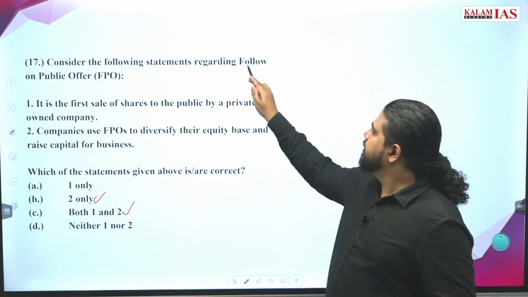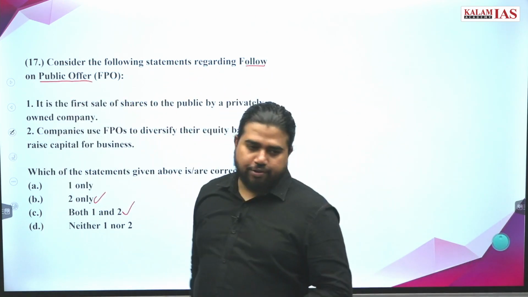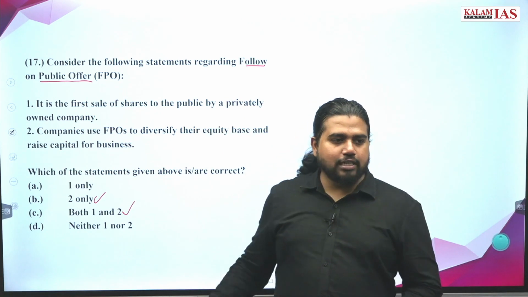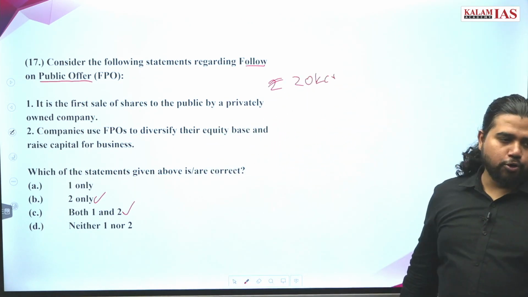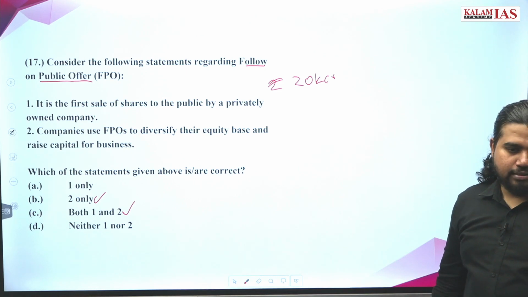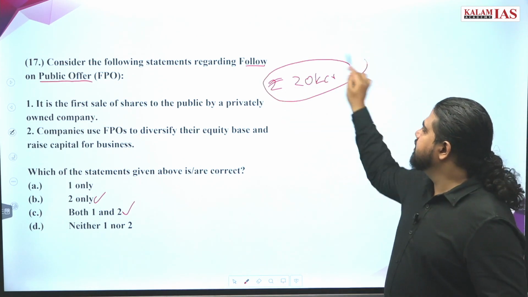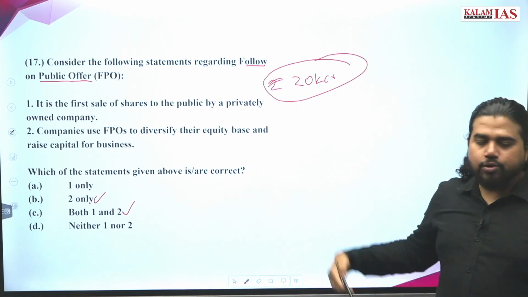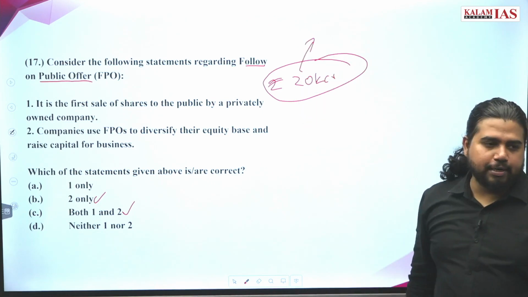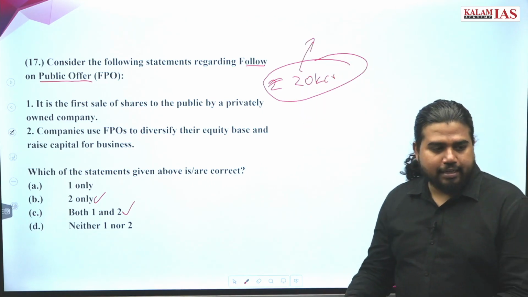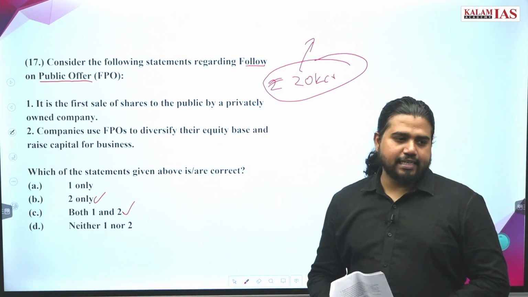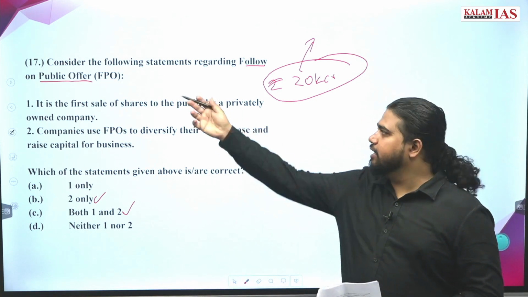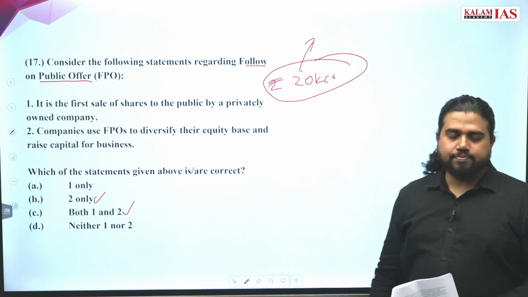Consider the following statement regarding follow-on public offer. Why are we discussing this? Because Adani Group was coming up with a 20,000 crore follow-on public offer. Now this has been withdrawn and put on hold. Whichever money had been taken has been repaid by the group. Why? The Hindenburg report came and there was a sudden fall in interest in the Adani shares and falling prices. So it was not the right time to issue more shares.